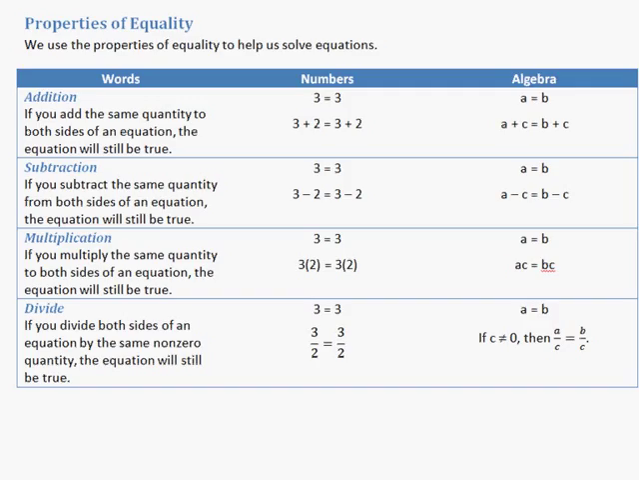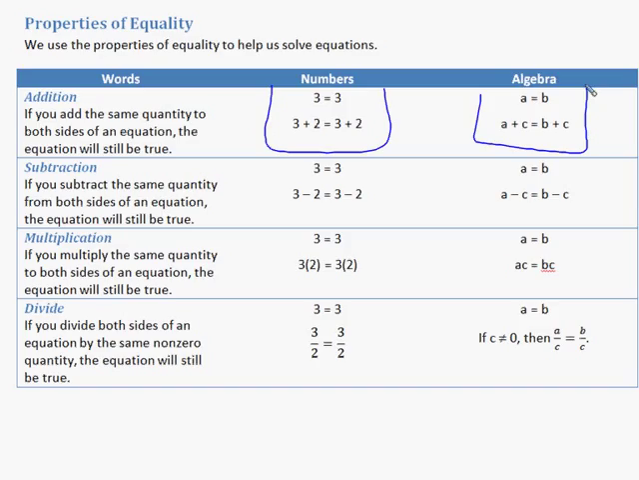Here's several properties of equality that you have learned in the past, and here's a review. So we have the addition property of equality. If you add the same quantity to both sides of an equation, the equation still remains true. So you see it there as an example with numbers, and then you see it with variables, where a, b, and c are just real numbers in that case. Subtraction really is tagging off the addition, because subtraction we think of as the same as adding the opposite. So same idea, same principle, you can subtract the same thing from both sides of an equation.